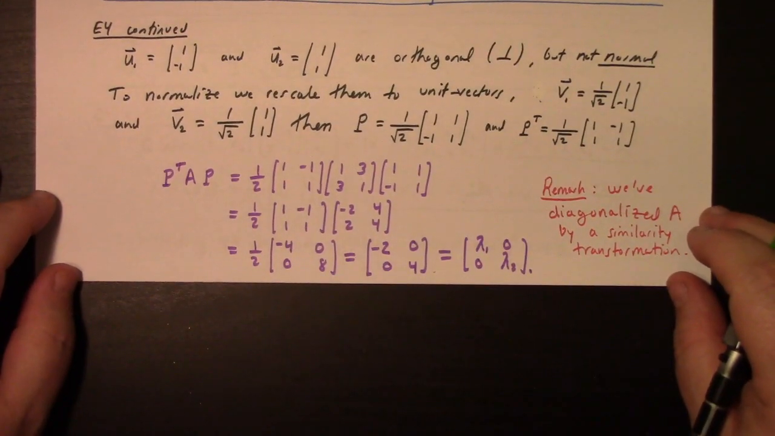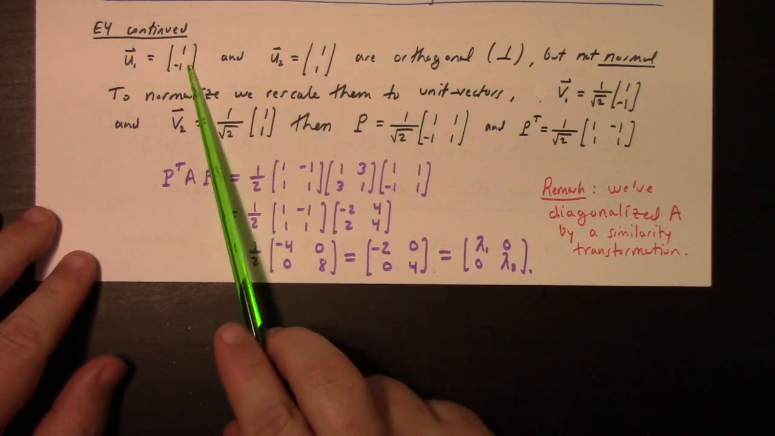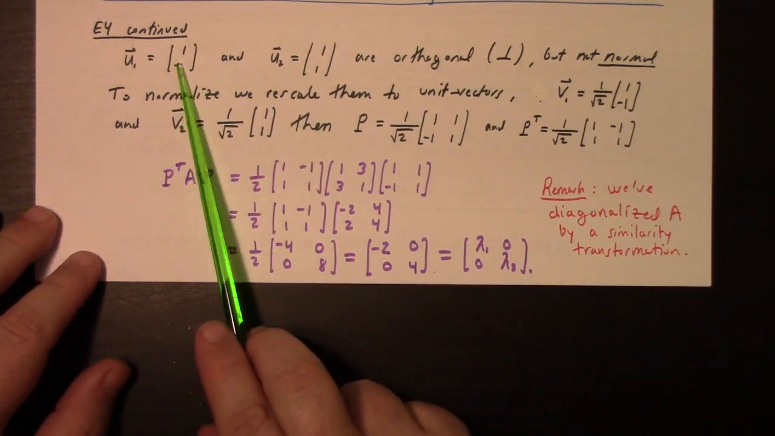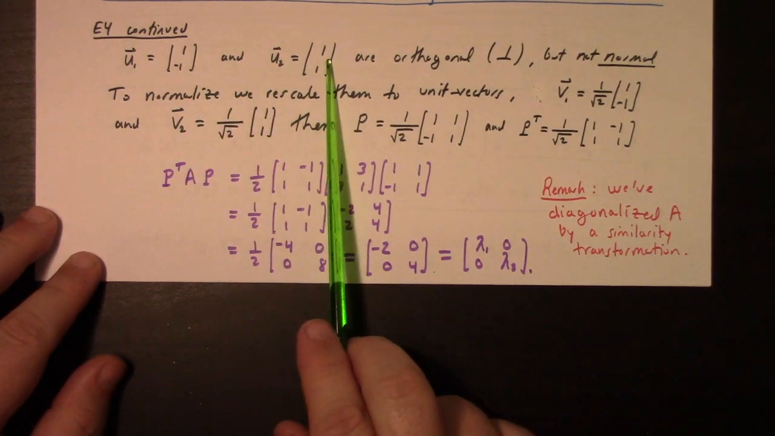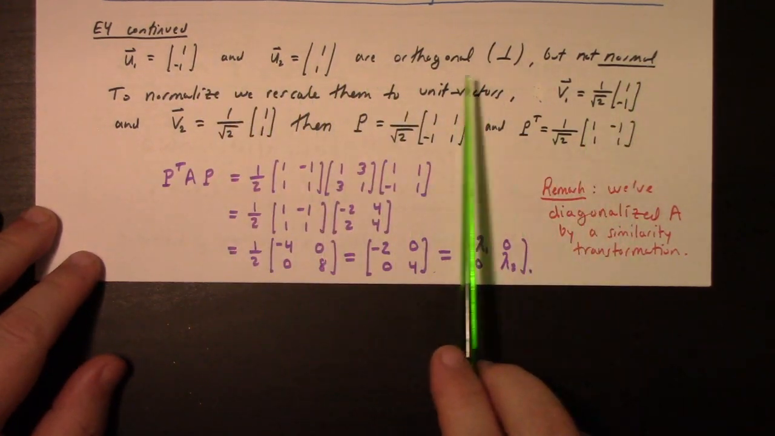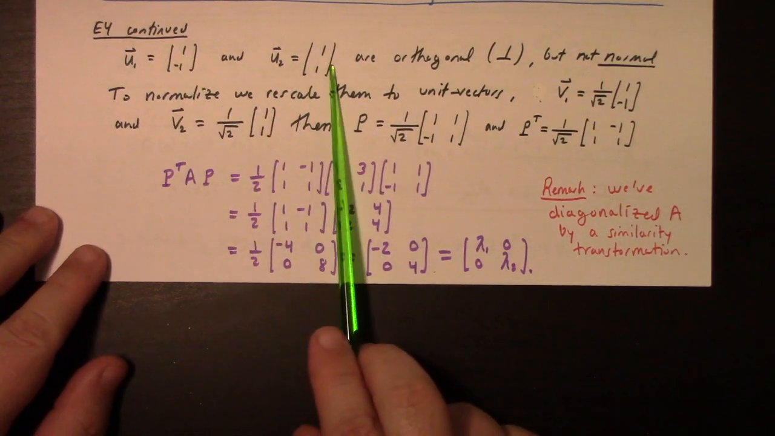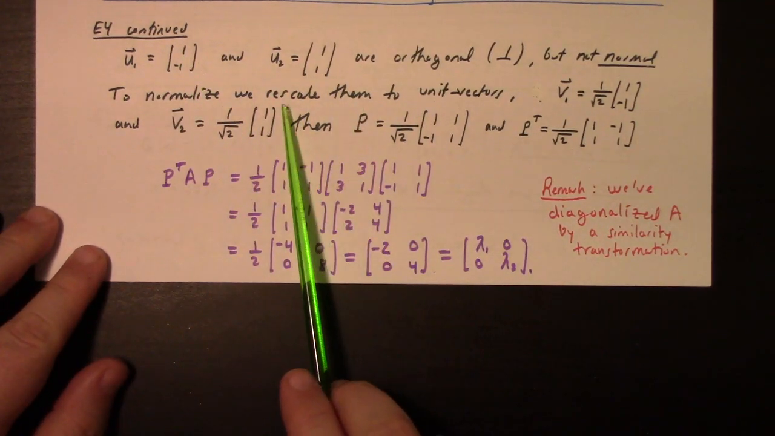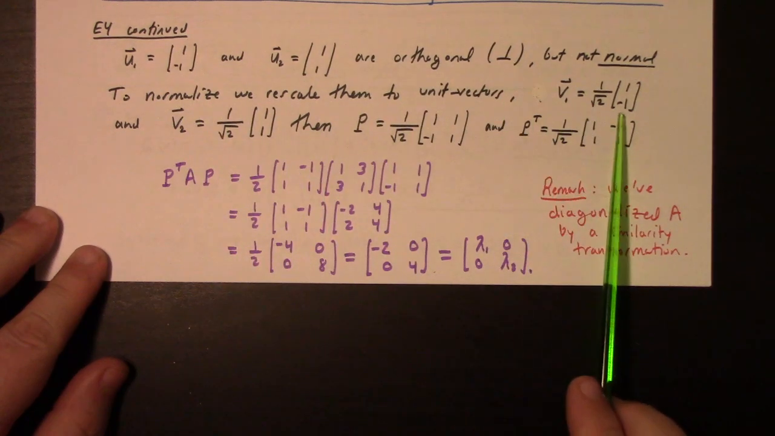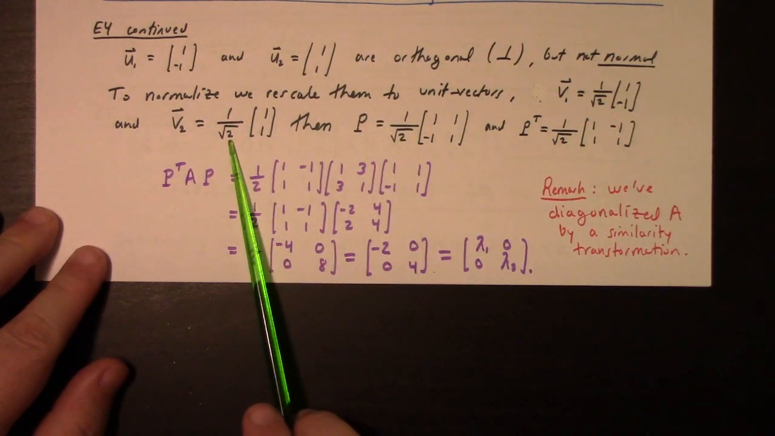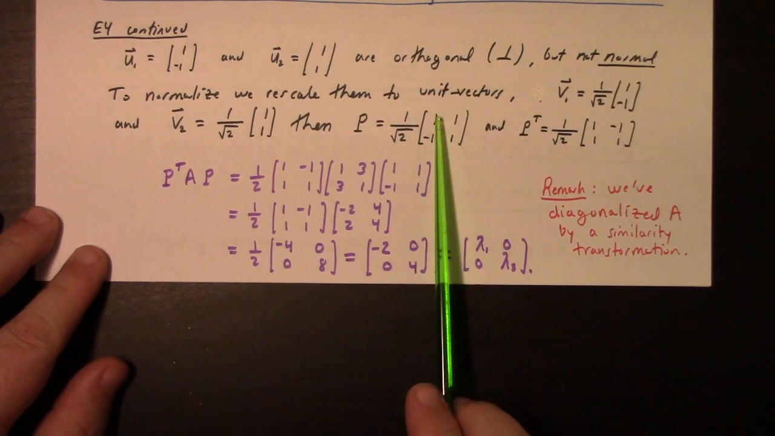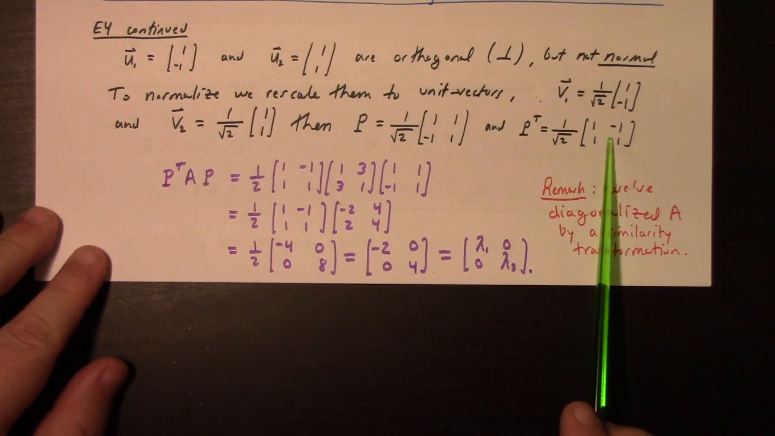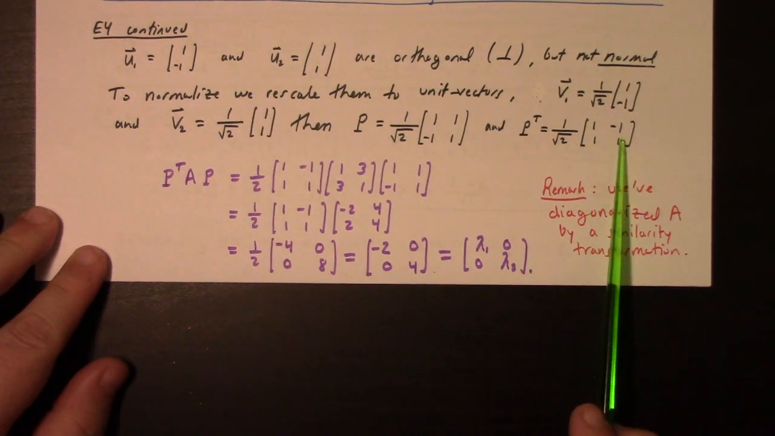So here's example 4 continued. If I have this vector and that vector, these are orthogonal because their pairwise dot product, this dot that, is 0. But they're not normal because this has length square root of 2 and that has length square root of 2. So what we do is we rescale them to unit vectors by dividing both by square root of 2. So then my basis matrix is 1 over root 2 times the vectors, and my transpose is 1 over root 2, 1 minus 1, 1 minus 1, 1, 1.